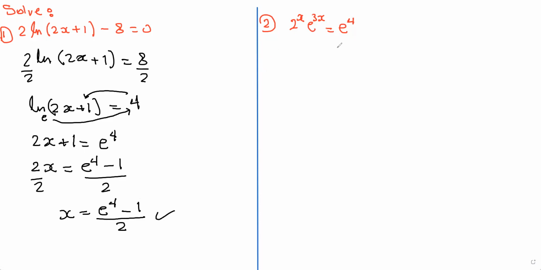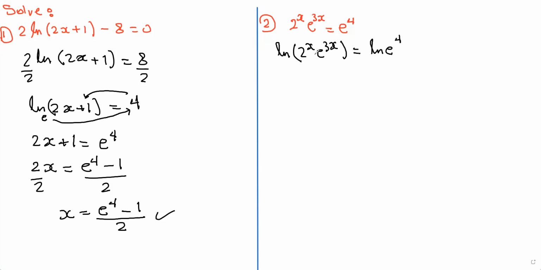The second one here: 2 to the power of x times e to the 3x equals e to the 4. We're solving for x again. So to be able to do this, I have to introduce ln to both sides. So this will be ln of 2 to the x times e to the 3x, so I'm taking the ln of the whole thing here, equals ln e to the 4.